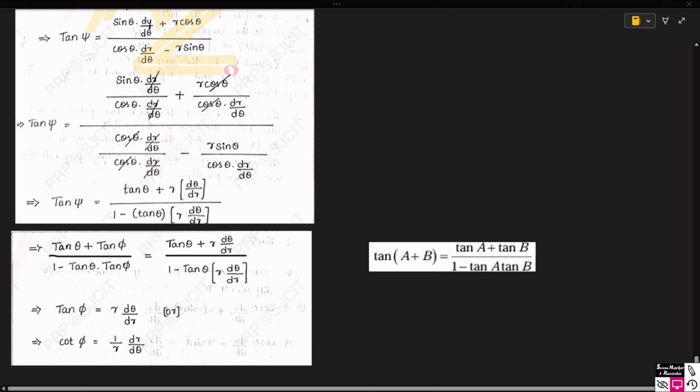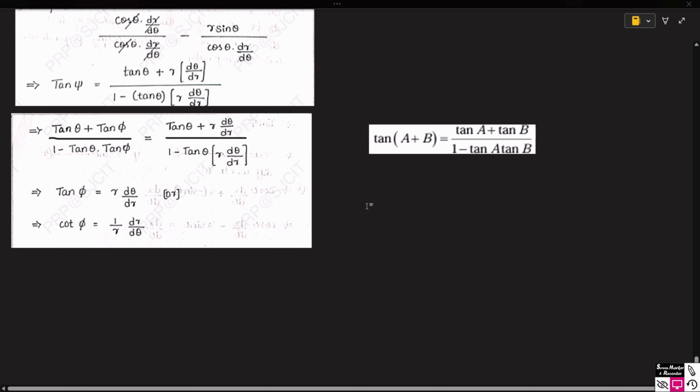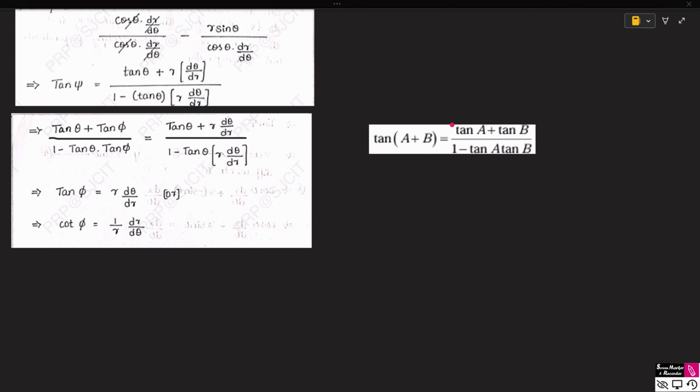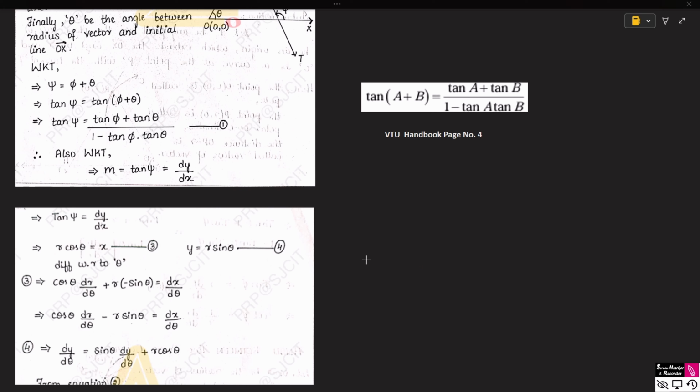Here dr by d theta gets cancelled. Here cos theta gets cancelled. Here cos theta and cos theta also get cancelled. And we get the following equation: tan psi equal to tan theta plus r dr by d theta divided by 1 minus tan theta r dr by d theta. Now we are comparing this with the earlier equation, tan of theta plus phi. Here we had this equation, I will show you. We are comparing with this equation.